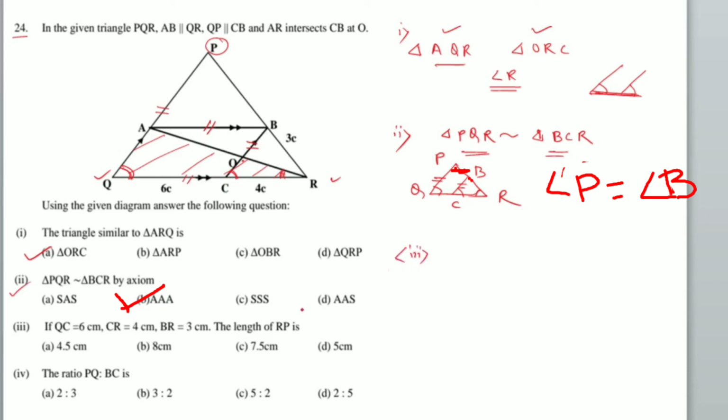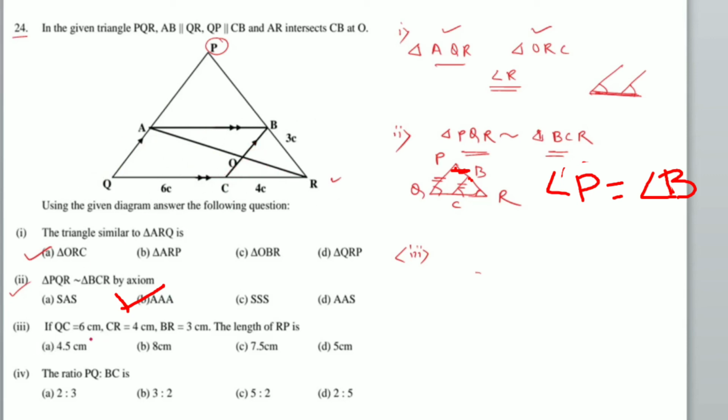Now we solve problem number 3. If QC is equal to 6 cm, CR is equal to 4 cm, BR is equal to 3 cm, what is the length of RP? Okay. So at first we refresh the picture.